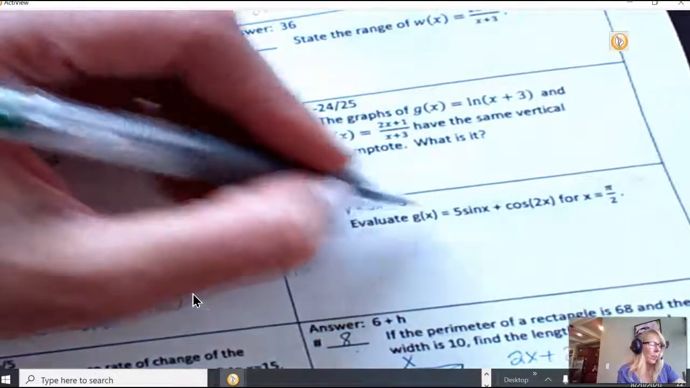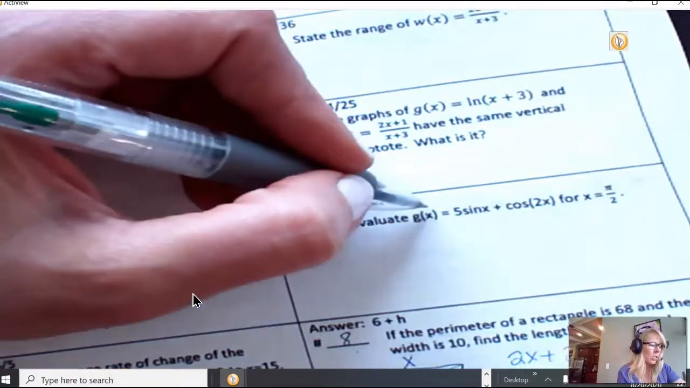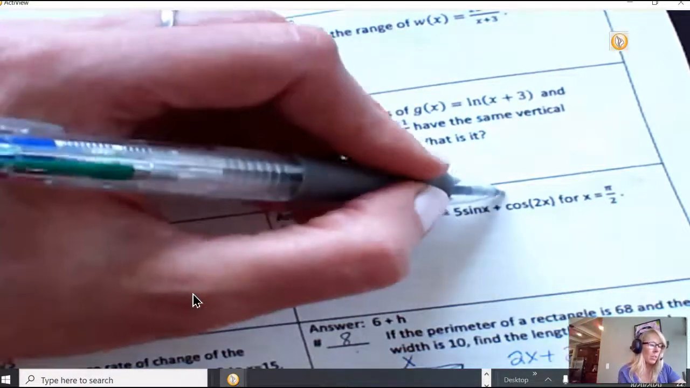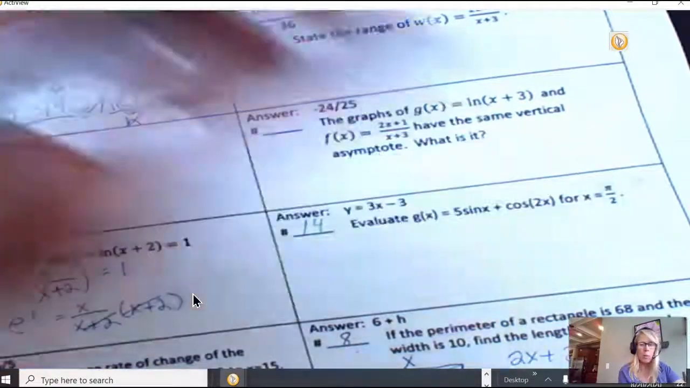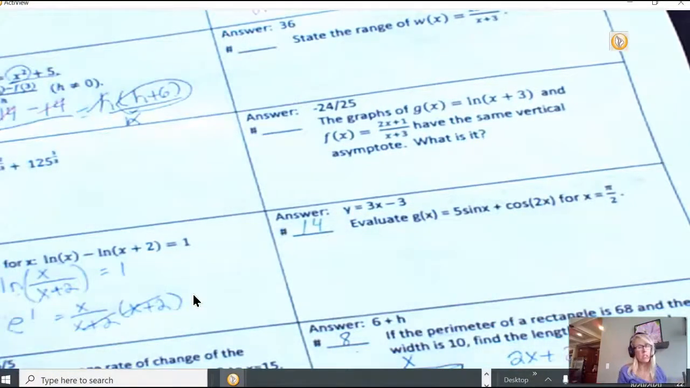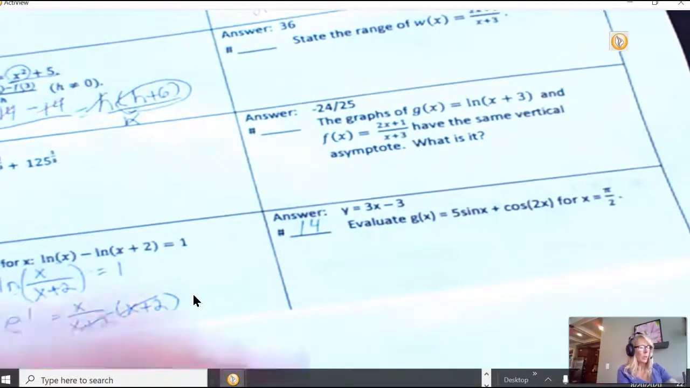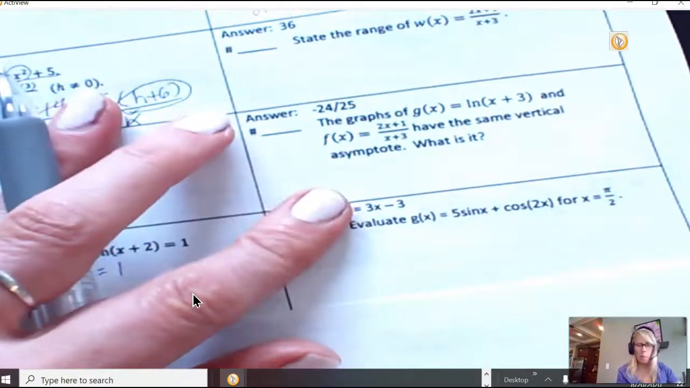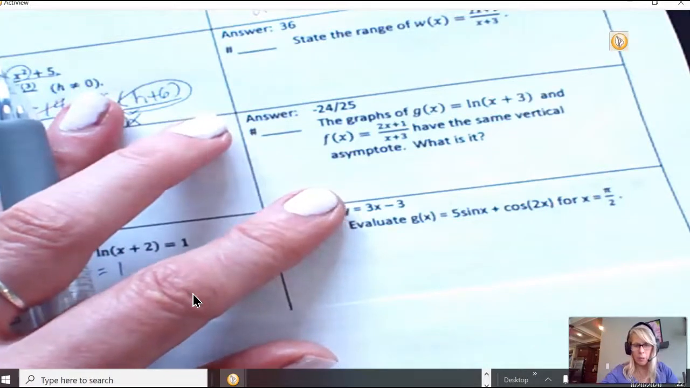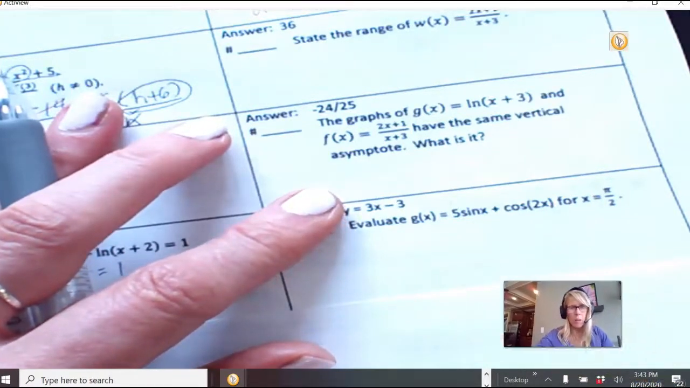All right, we're evaluating g of x. Okay, it says g of x is 5 sine of x plus cosine of 2x for x equal pi over 2. This is unit circle territory, guys. If you don't have your unit circle, you don't remember your unit circle, you're going to have to print it out, get it off the internet, I don't care. Print it out and use it until it's in your head. You've got to get that down, especially in BC. So we'll use it. I don't expect you to know everything right now.